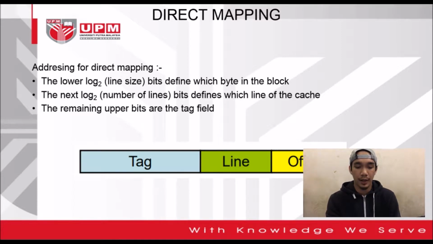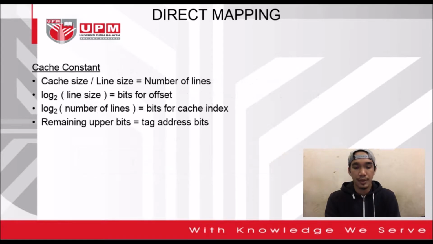So these are the cache constants, which are very important to understand the concept. First, the cache line size is equal to the number of bytes per line. Then the line size gives the number of bits of the offset, and the number of lines gives the number of bits for the cache index, and the remaining upper bits are the tag address bits. All of these can be used to calculate the parameters.